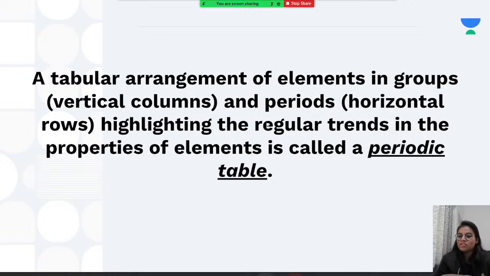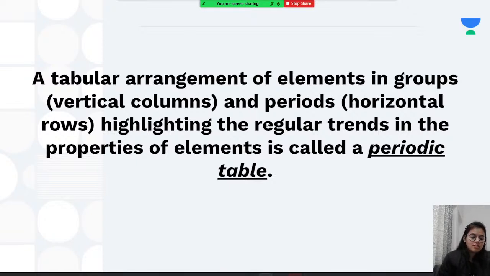For example, we had Dobereiner, we had Newlands, okay, we had Mendeleev. So these all scientists, they gave their own theories, they tried what they could, and then we had our modern periodic table which we follow today.